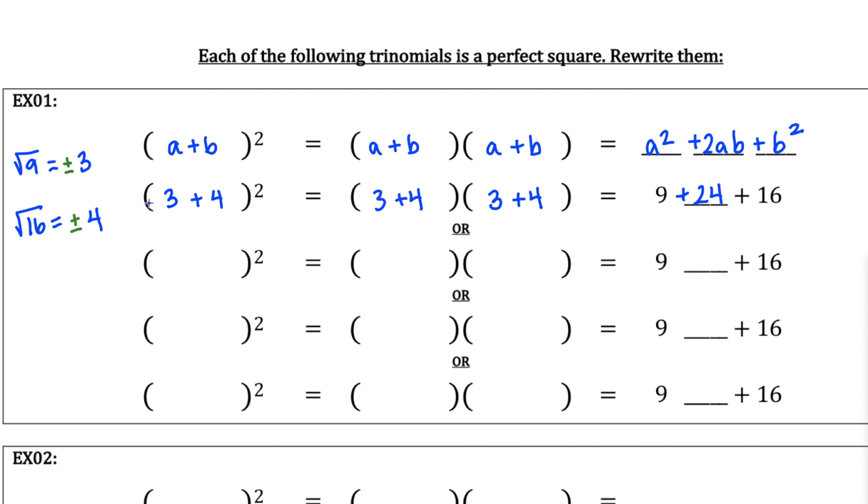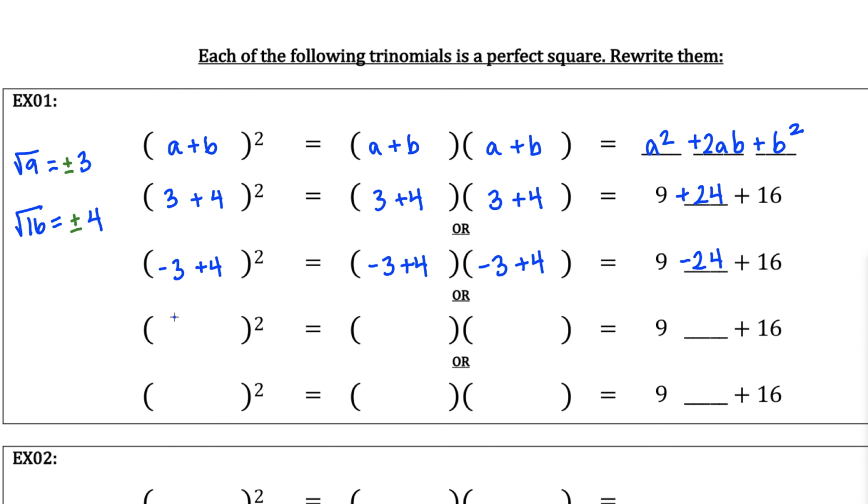But we could also say that the square root of 9, instead of using positive 3, we could use negative 3. And positive 4, so that's negative 3 plus 4 squared is negative 3 plus 4 times negative 3 plus 4. Because when I do this negative 3 times negative 3, I will get 9. When I do this positive 4 times positive 4, I will get 16. But then this middle one, negative 3 times 4 is negative 12, and 2 of them would be negative 24.